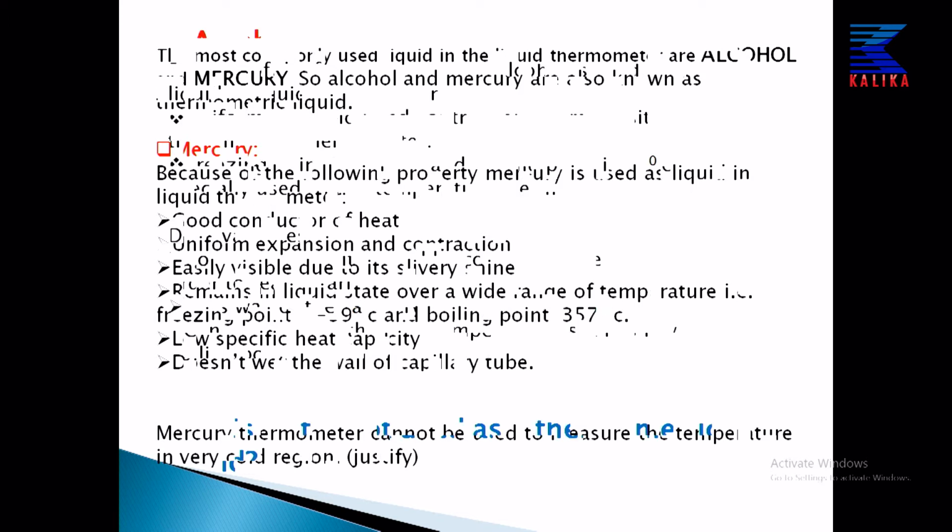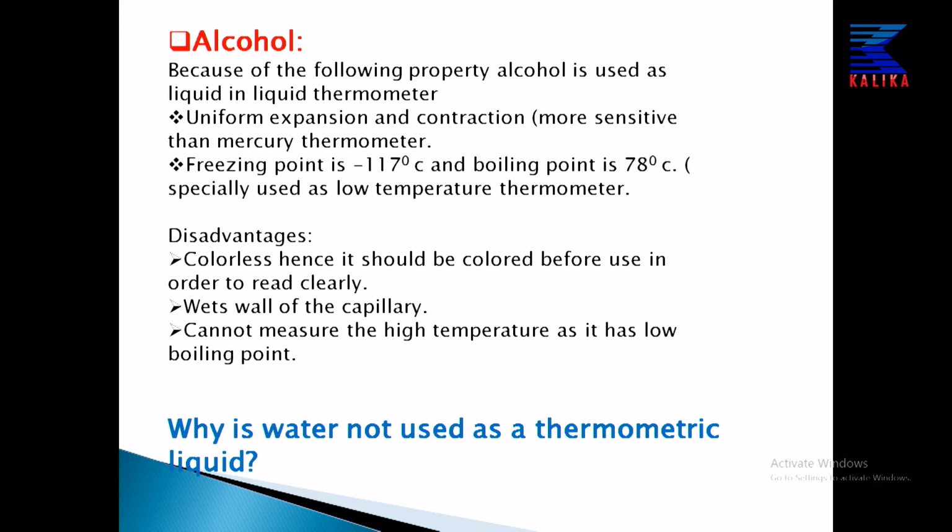Similarly, alcohol is used because of the following properties. The freezing point of alcohol is minus 117 degrees Celsius. See that temperature, minus 117 degrees Celsius. That means it can be used as a low temperature thermometer. It can measure temperature down to minus 117 degrees Celsius, and its boiling point is 78 degrees Celsius. That means it cannot measure temperature above 78 degrees Celsius. Above 78 degrees Celsius, it itself vaporizes.